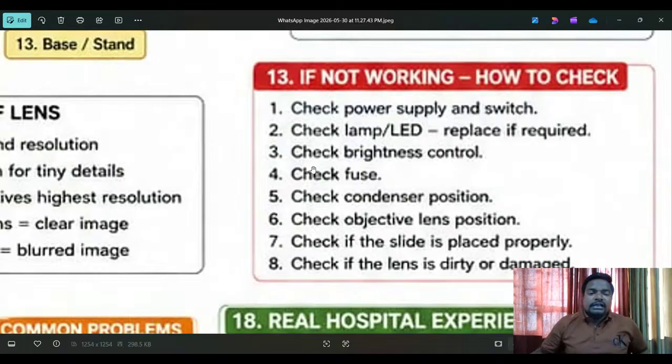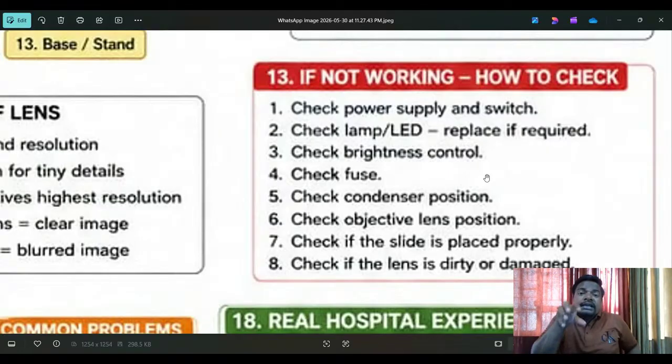Next, check the brightness control. See what I'm going to explain: when it's not working, you have to check all things. If the microscope is not working, first of all you have to get the complaint from the hospital, then ask all the details. For example, if they say, sir, the microscope is not working, you have to ask what the problem is. Is the image not clear, or is the bulb not coming on, or is there no power? They are technicians and can explain simply, for example, sir, sometimes fluctuation happens, that's why the light is not coming. Somebody gives instructions like that.